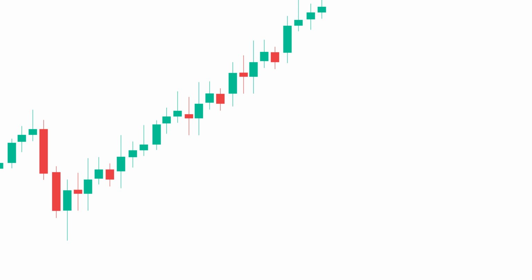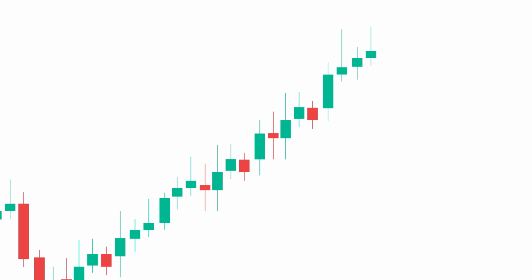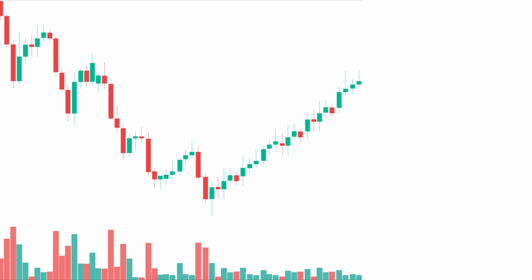Buyers are still managing to push price higher, but they're doing it with less participation than before. And that's what we call volume divergence. It happens when price and volume stop telling the same story. Price continues moving in one direction, but the participation behind that move begins fading. On its own, that doesn't mean price is about to reverse.